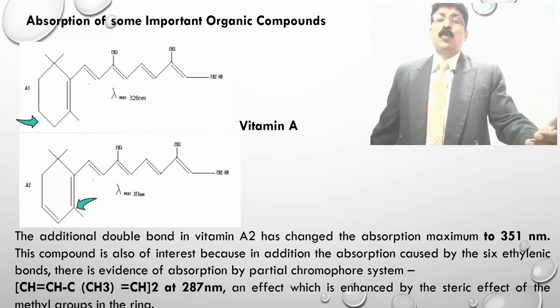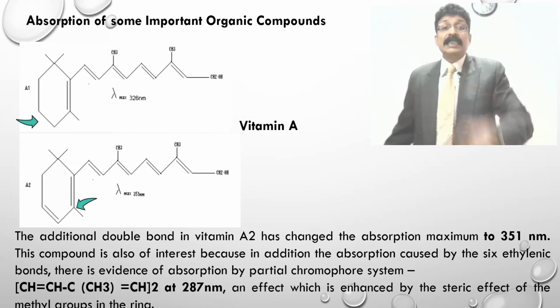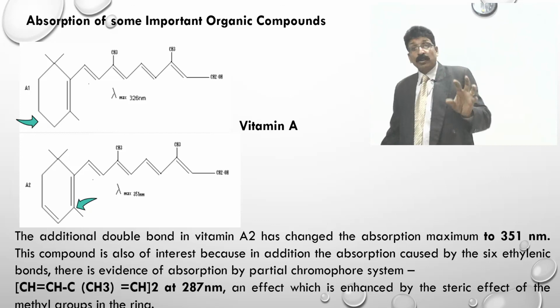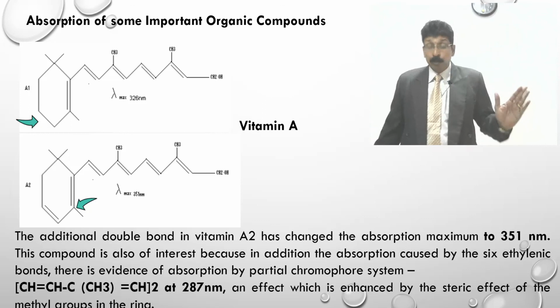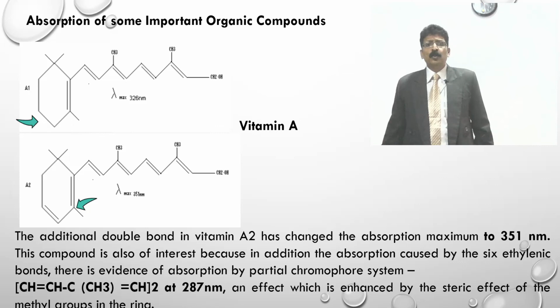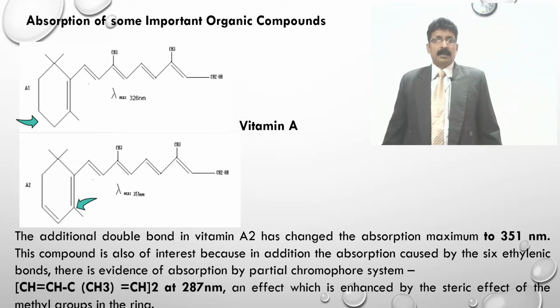And also there is one CH3 attached, as the arrow shows. This CH3 has a steric effect, acting as an auxochrome, which also enhances the energy level; that means it pushes the absorption of light from a lower nanometer to a higher nanometer. That is why the additional double bond of vitamin A2 has changed the absorption maximum to 351 nanometer.